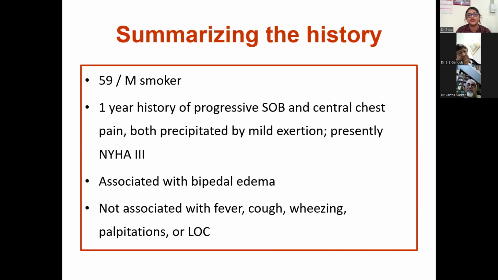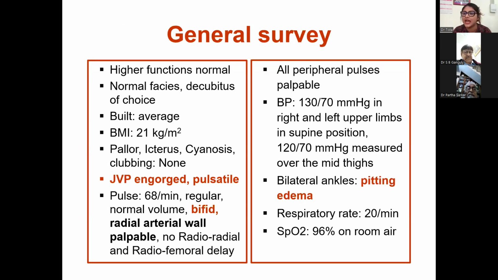Now, summarizing the history, what we have is a 59-year-old male, chronic smoker with a 1 year history of progressive shortness of breath and central chest pain, both precipitated by mild exertion, presently of NYHA grade 3 severity. It is associated with bilateral pedal edema and not associated with fever, cough, wheezing, palpitations, or loss of consciousness. Now, coming to the examination, we first start with a general survey.